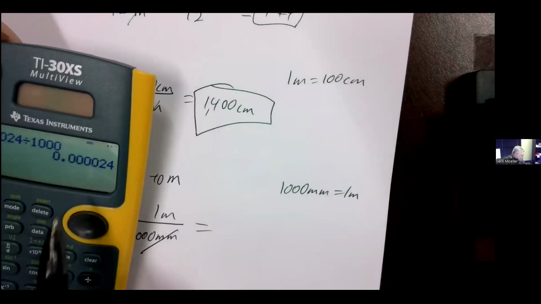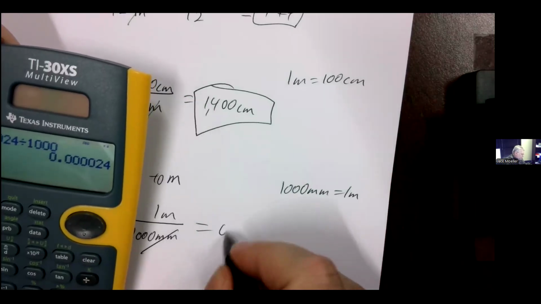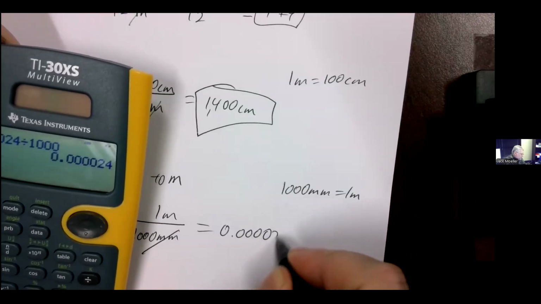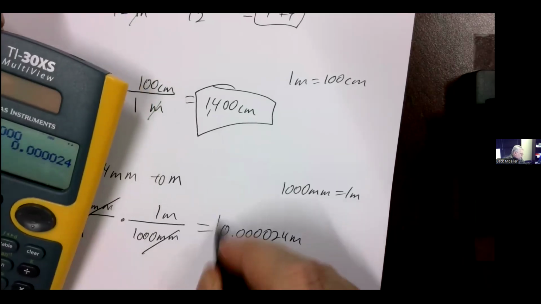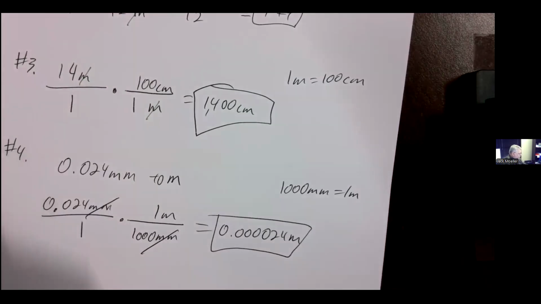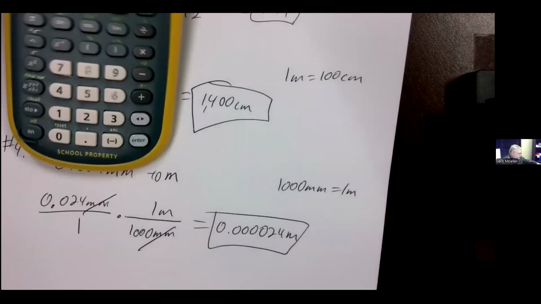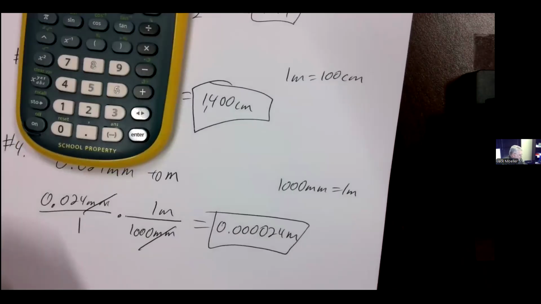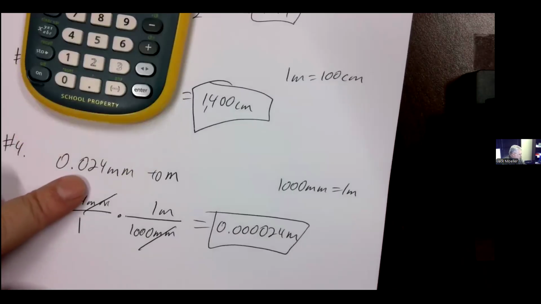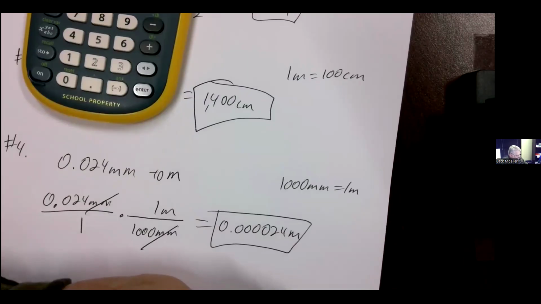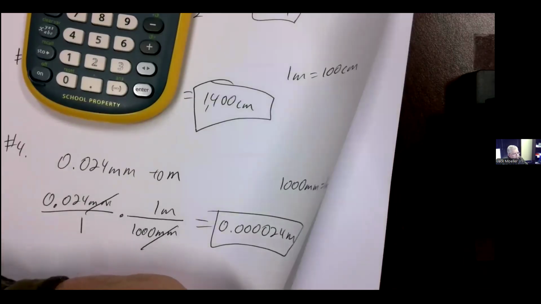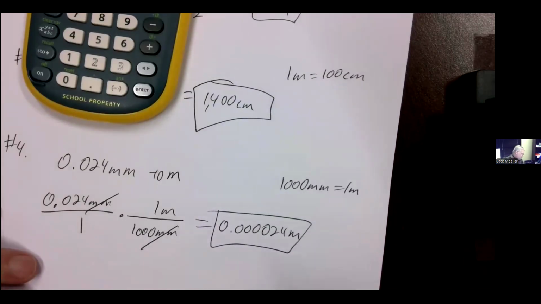So there are 1, 2, 3, 4 meters. So 0.024 millimeters makes a very small amount of meters. I'm trying to think of how thick that is. That's way less than the thickness of a piece of paper at 0.02 millimeters.